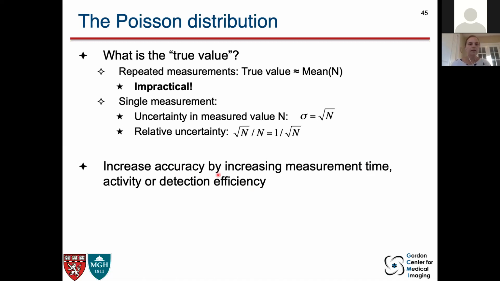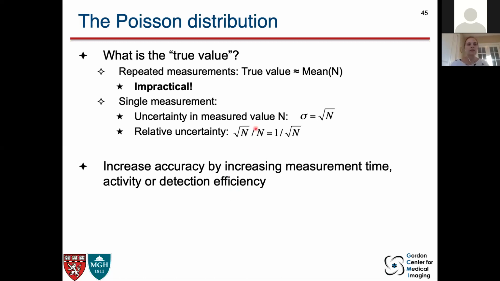So the third thing that we can do to increase accuracy is to increase the detection efficiency. By detection efficiency, we mean maximizing the fraction of those gammas that are emitted from the radio tracer that we actually detect. So this highlights what we've been talking about before, that we need detectors with high stopping power so that we can detect as much of the radiation as possible.